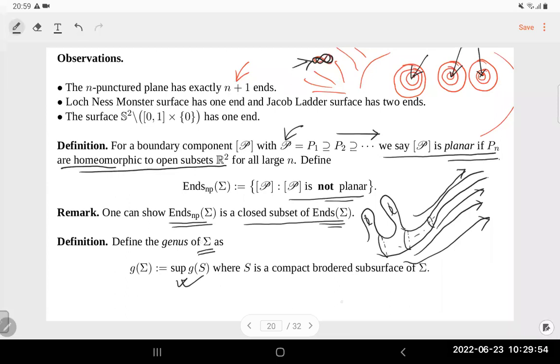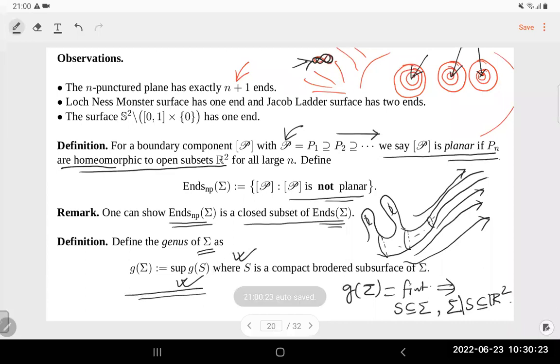So what is the meaning of genus? If g(sigma) is finite, let's say it is finite, then what is the meaning? It means that you can produce a compact bordered surface S inside sigma such that after deleting S from sigma, the rest is embeddable in the plane, right? This is the meaning.